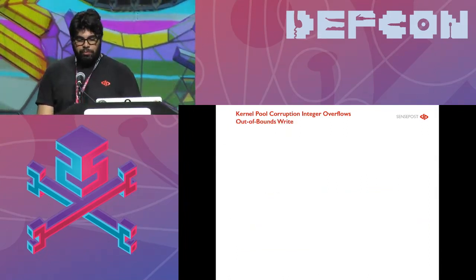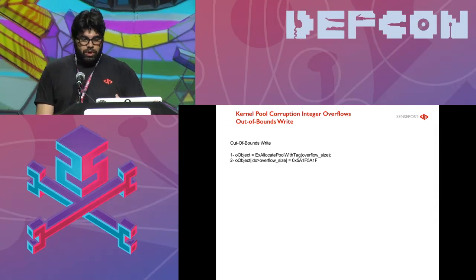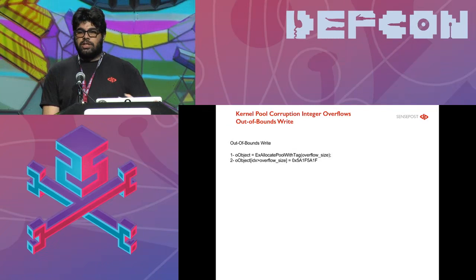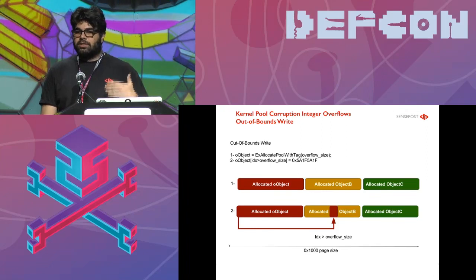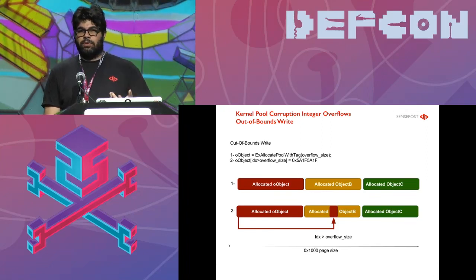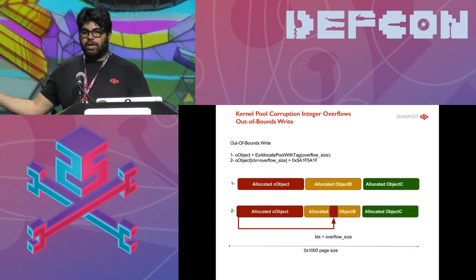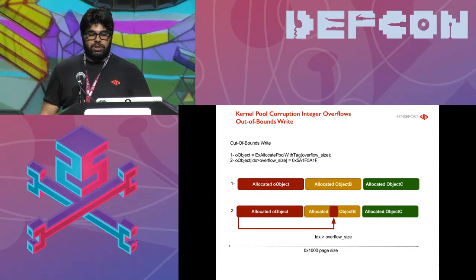The next one is out of bounds writes. If you think of an overflowed size that will allocate a smaller object, and then the function expects that object to be of a certain size and tries to write to a certain offset of it, it will effectively write this data in an out of bounds location from the allocated object size.